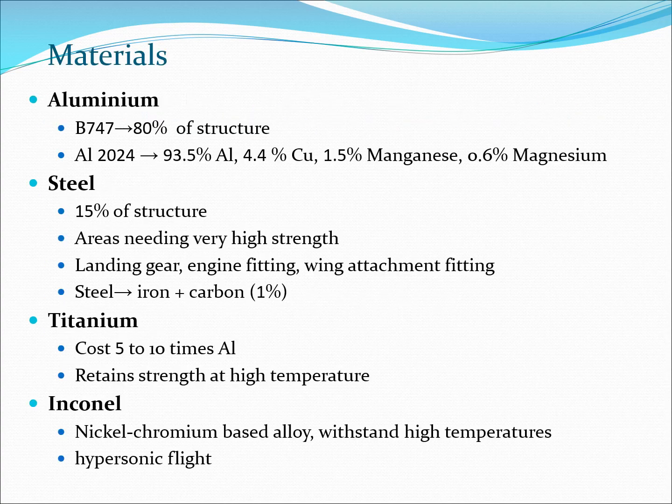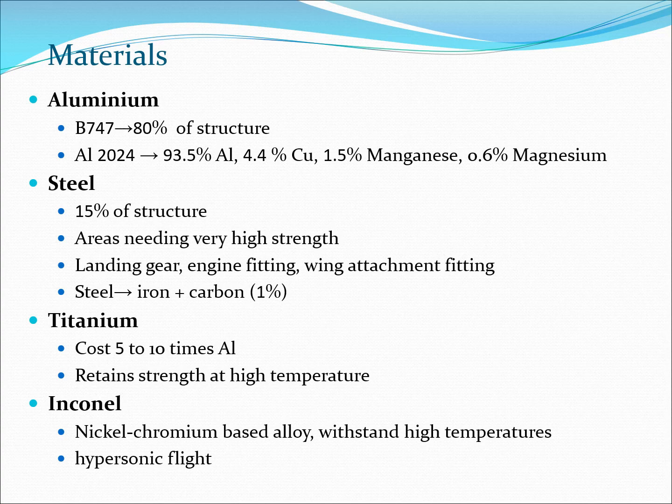Now, as far as aircraft are concerned, the material of choice is typically aluminum, and it was the widely used material in older aircraft. For example, in the Boeing 747, 80% of the structure was designed with this material. If you take a typical aluminum alloy, for example, AL2024, you will see it has got 93.5% Al, and then there are some elements of copper, manganese, and magnesium present.